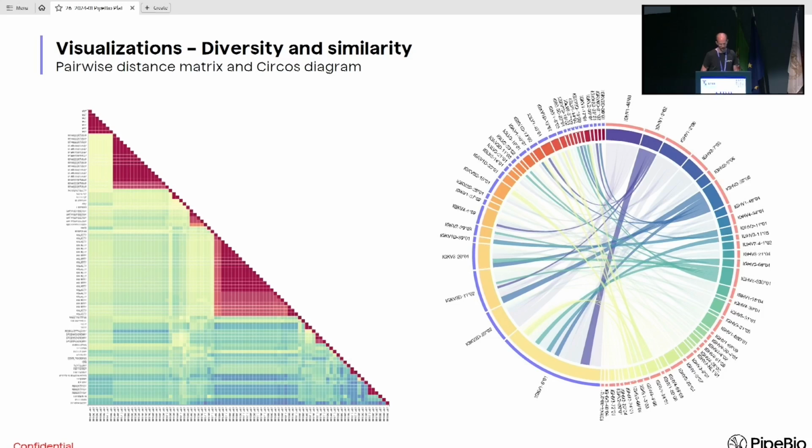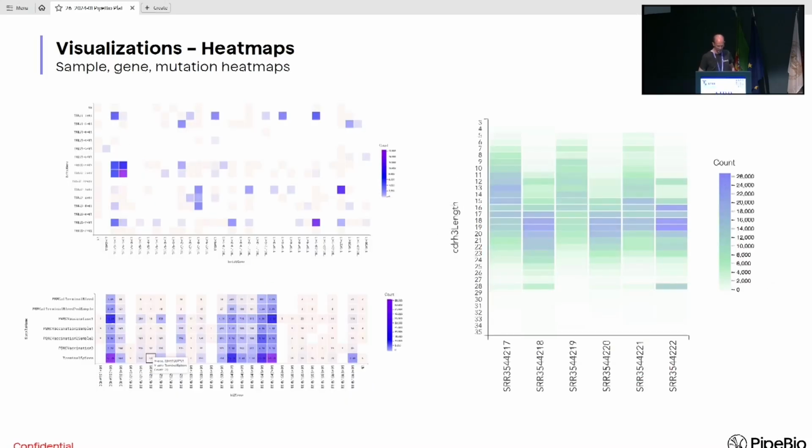Here we have a pairwise distance matrix, so you can also see how different are the sequences that you are finally hit picking. And of course, we have here a circos plot, which is looking very close to our PipeBio logo. And not surprisingly, heat maps. If you have several rounds or several samples, you can also compare this in a pairwise or in a heat map manner.